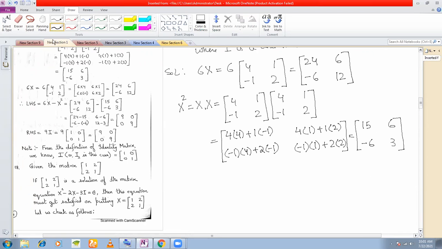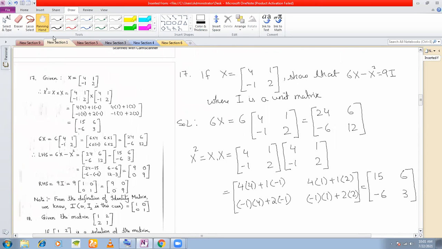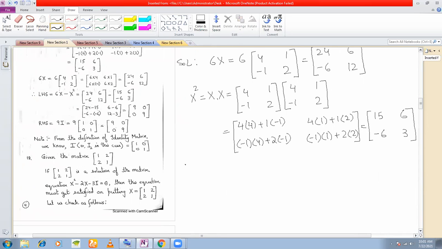Okay. So now we need to show that 6x minus x square is equal to 9i. So we start from the left hand side. Left hand side is equal to 6x minus x square. Put the values. 24, 6, minus 6, 12. This is 6x, minus x square, which is 15, 6, minus 6, 3.